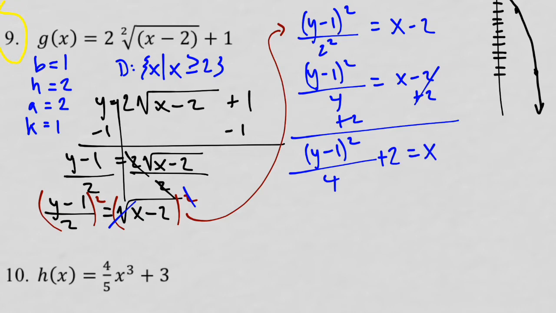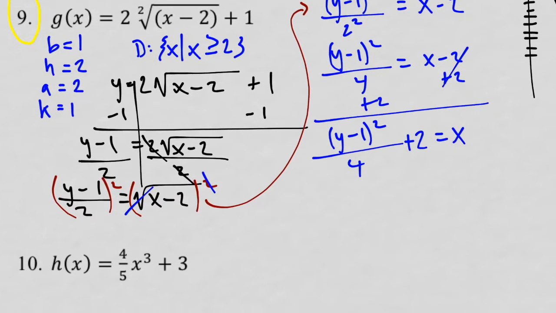All you got to do now is change the x with the y and write it as f inverse. g inverse, right? This one's g. So g inverse is equal to, in parentheses, x minus 1 squared over 4 plus 2. There you go.